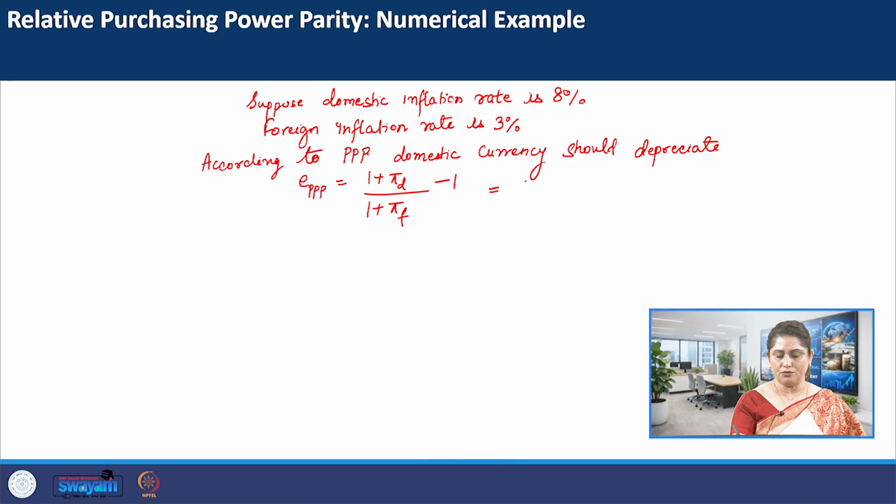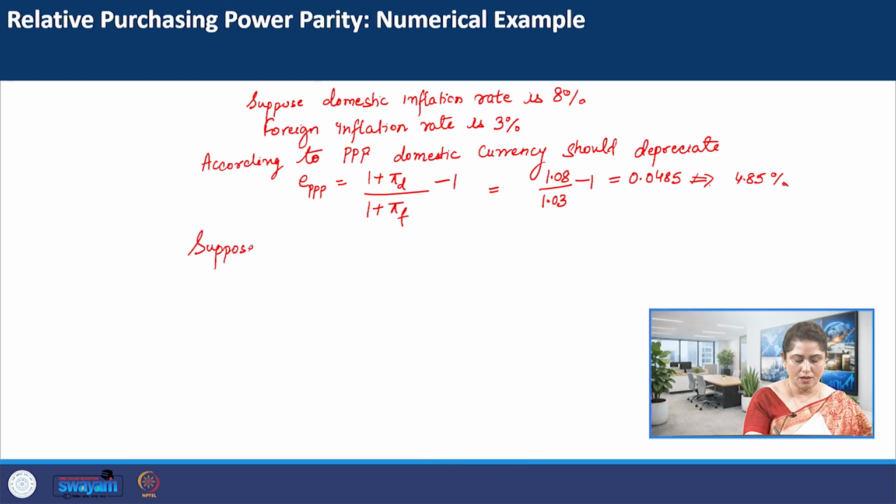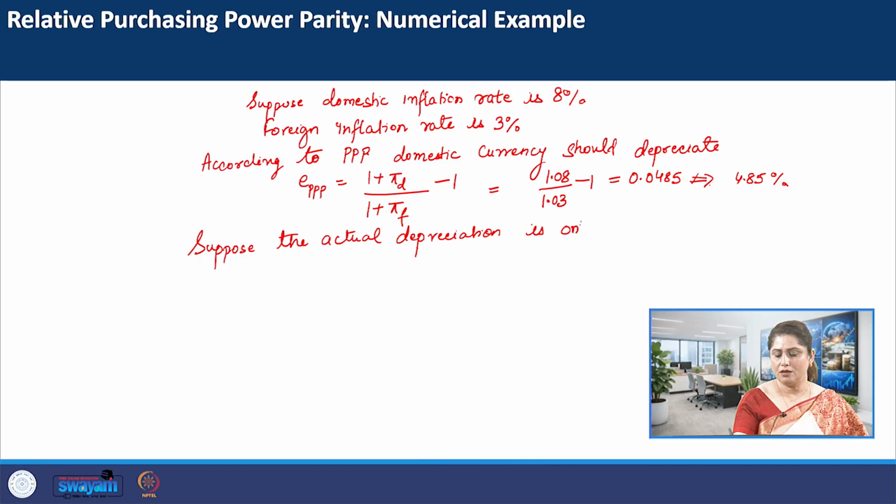Now, if we put the values, it is 1.08 divided by 1.03 minus 1, which gives us 0.0485. If we take it in percentage form, it is going to be 4.85%. Now, suppose the actual depreciation is only 2%.